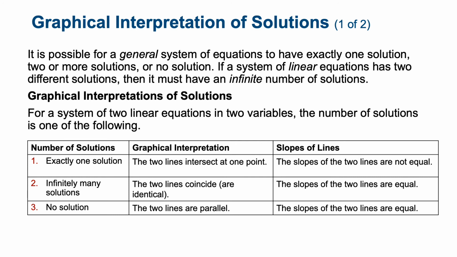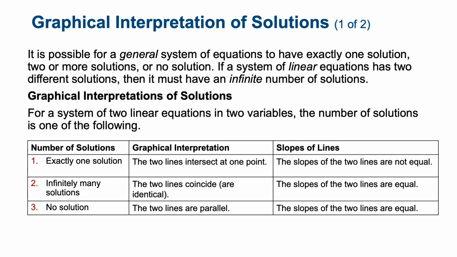All right, so let's see here. If you have exactly one solution, what does that mean graphically? That means that the 2 lines intersect at one point. What about the slopes of the lines? Well, the slopes of the lines will not be equal, because if they were equal, they'd be parallel, or there would be infinitely many solutions. So if you have infinitely many solutions, that means graphically that the 2 lines coincide. They're on top of each other, or you can think of it as they are identical. If that's the case, the slopes of the 2 lines are equal.